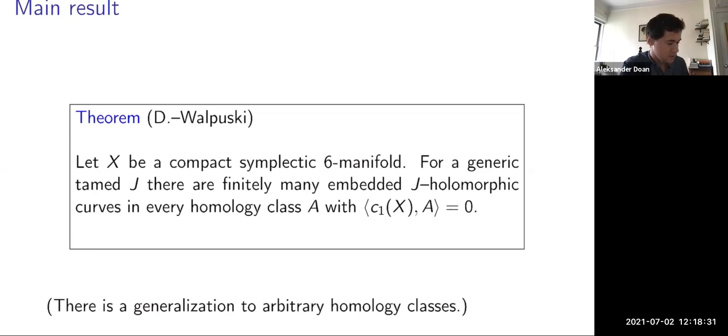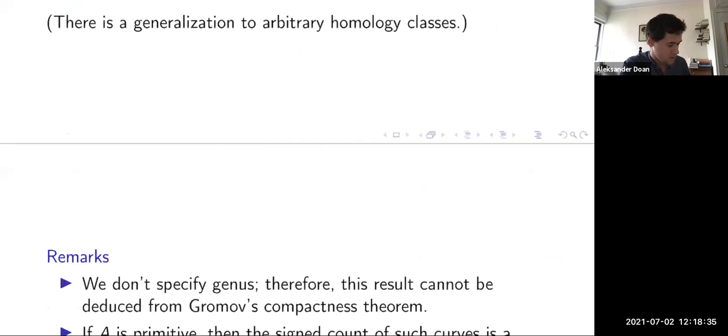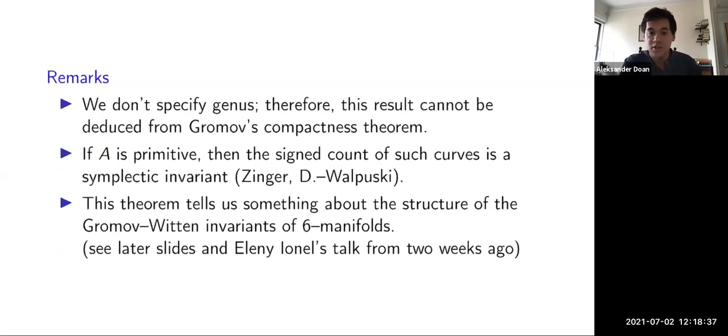If not, let me make two remarks. The first remark is that in this theorem, we don't specify the genus. We don't say there are finitely many curves for each genus. We say there are finitely many curves for each homology class, allowing arbitrary genus. As a result, this theorem cannot be proved using Gromov's compactness theorem, which deals only with maps from Riemann surfaces of fixed genus.